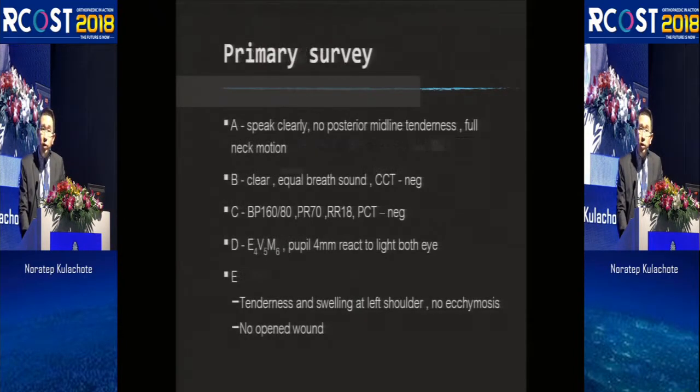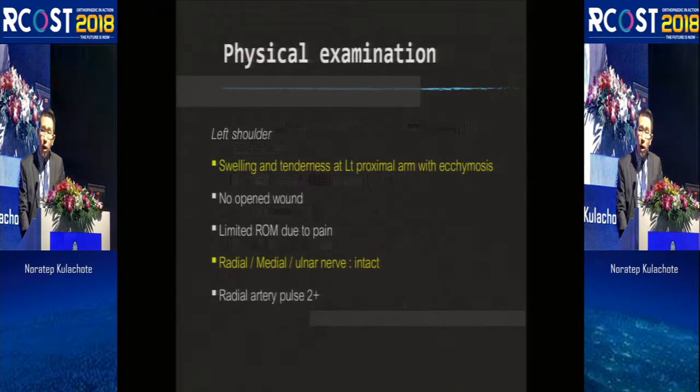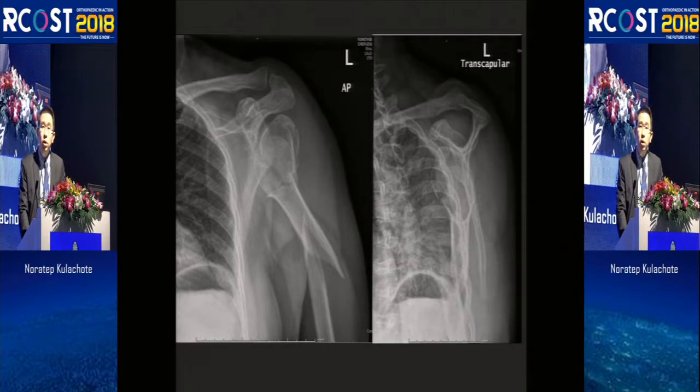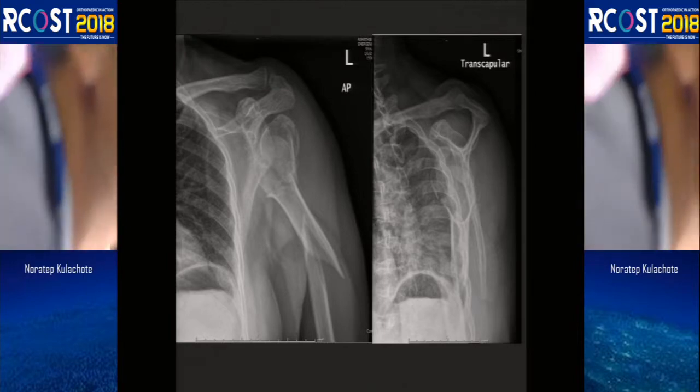The primary survey is normal. There is no serious associated injury. On the affected part, she had swelling and tenderness with ecchymosis on her left shoulder. There is no open wound, and the neurovascular status was all intact. This is the investigation, the plain radiograph. You can see that there is a proximal humerus fracture, and there is also another fracture at the distal proximal 1/3 of the humerus shaft.